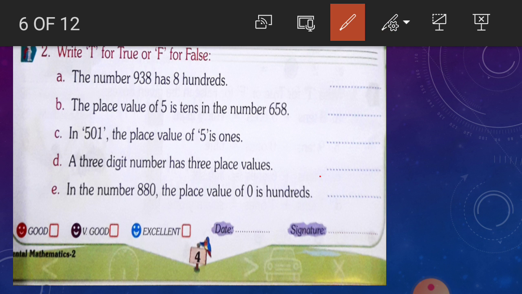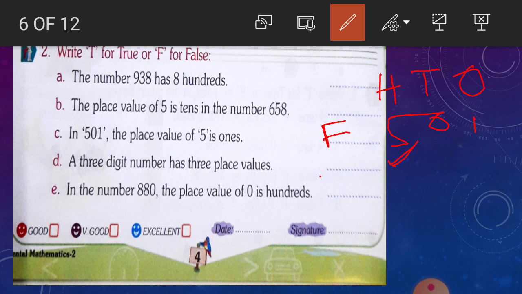Number C. In 501, the place value of 5 is 1. Ones, tens, hundreds. 501. 5 is at hundreds place. So place value of 5 is 500, not 1. So this one is false.